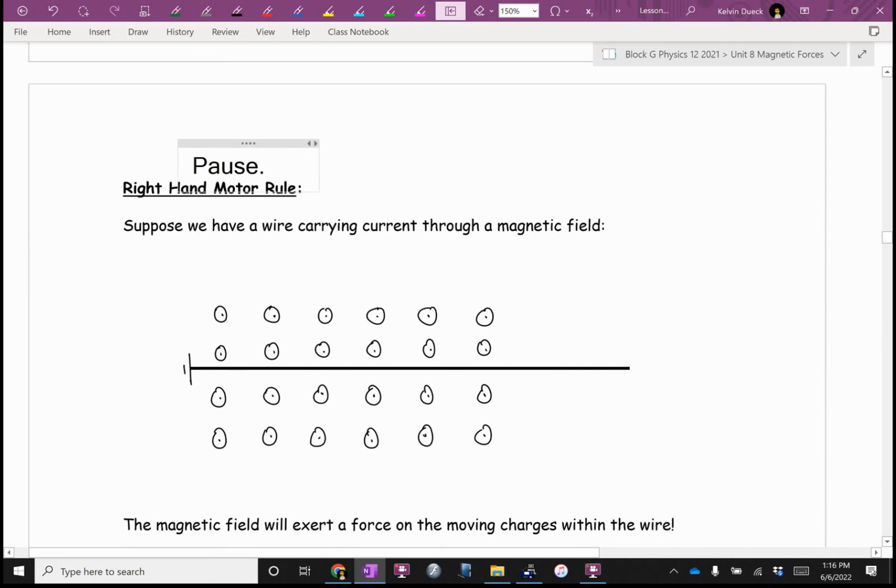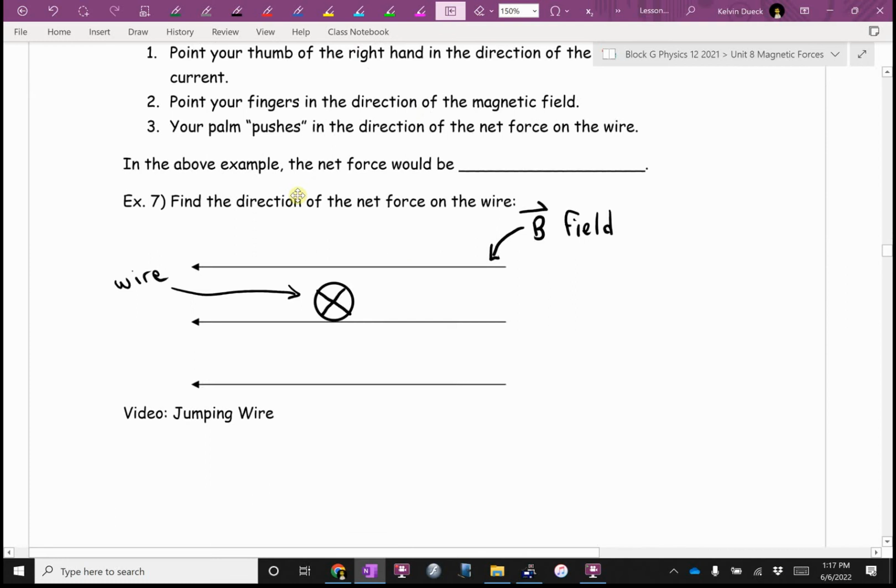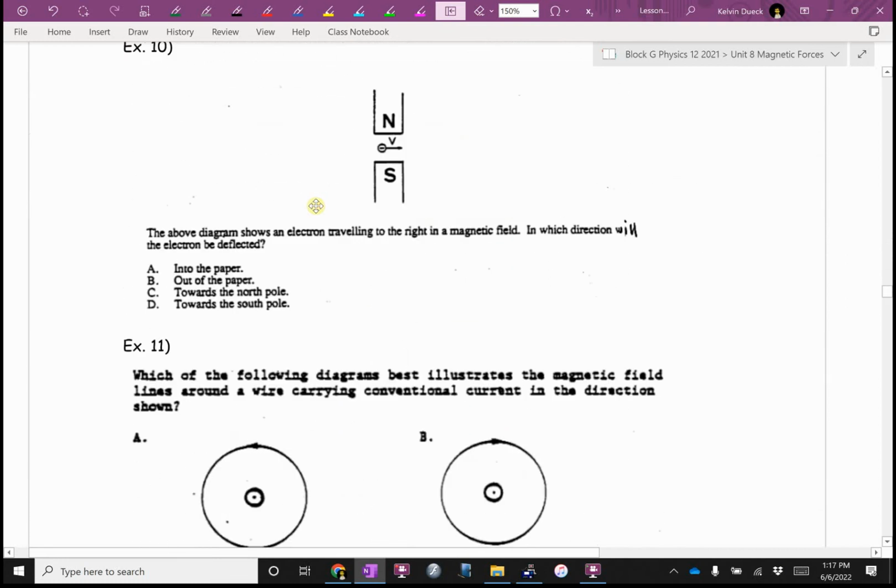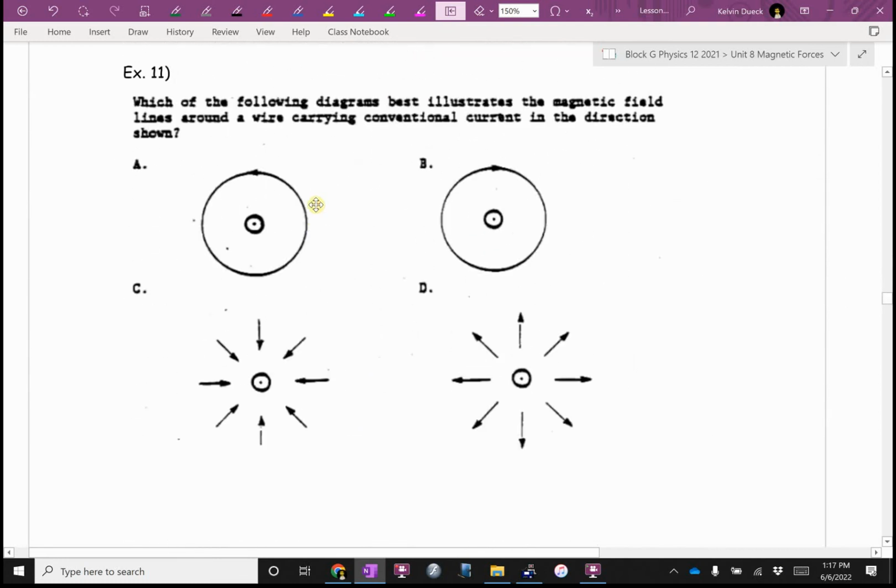This is the really tricky one. This is the one we'll try tomorrow. But first, can you scroll to example 11, please? Turn to example 11. Do that one on your own.